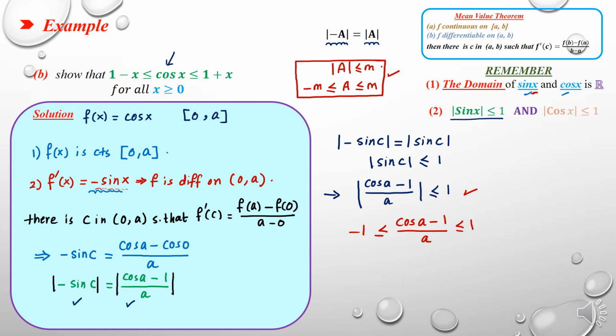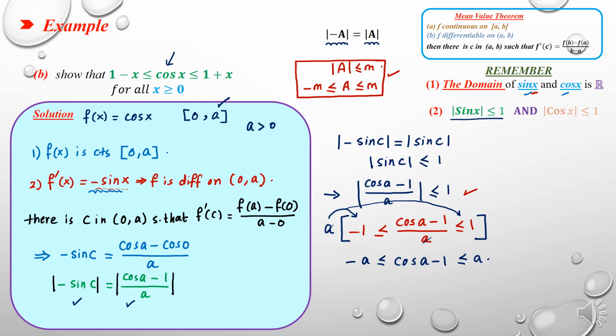Now multiply a by all terms of this inequality, and since a is greater than 0, because we have the interval from 0 to a, this means that when you multiply by a, it will not change the sign of the inequality. So you have a times negative 1, which is negative a, less than or equal to, you can cancel a with a, so you will get cosine a minus 1, less than or equal to a times 1, which is a.